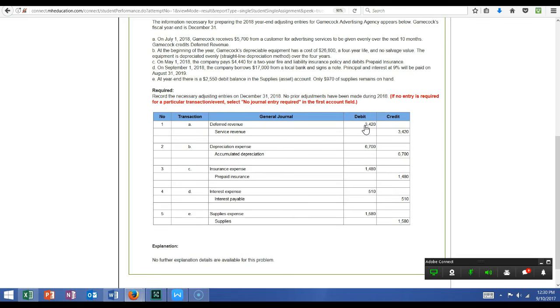So if you've got $10,000, say, and Gamecock received $10,000 from a customer for services to be given over the next 10 months. Again, remember that happened on July 1st. 6 months have passed. So we would then take 6 months of that money, or $6,000 if they in fact gave us $10,000, and we would debit the deferred revenue for the amount that we have now earned, and we would credit our service revenue for the same amount.